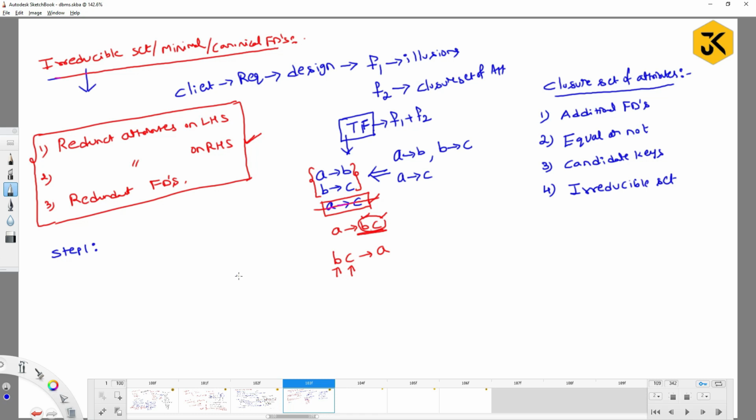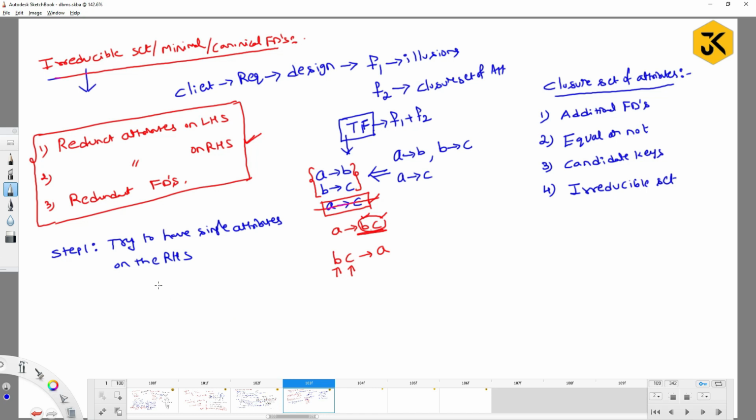So first step, what you have to do? Try to make single attributes on the RHS side. First step is you have to try to have single attributes on the RHS side, right? What is the meaning of it?